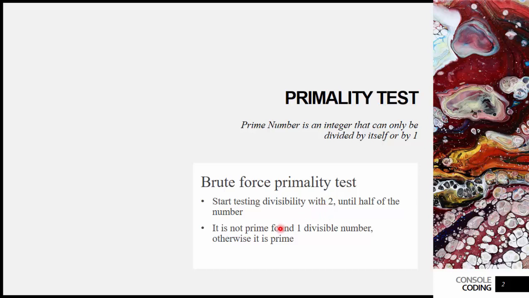And if we find one number between 1 and half of that number that can divide the number accurately, then the number is not prime. Otherwise, meaning when we start dividing by 2 until the half of the given number, we cannot find any number that can divide the number accurately, then that number is a prime number.